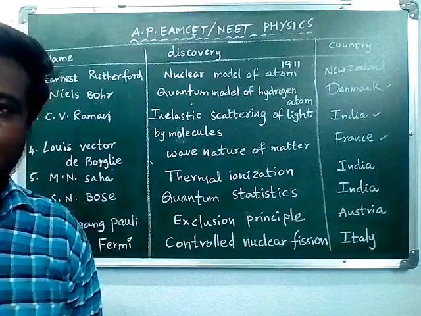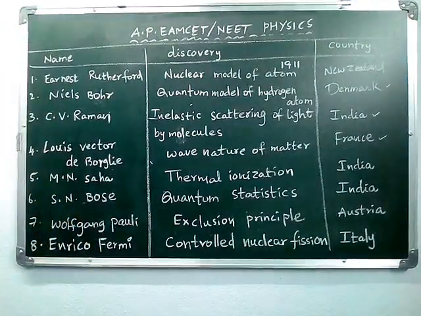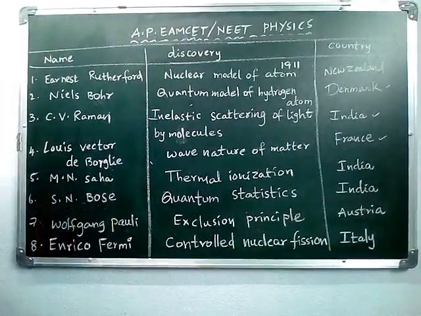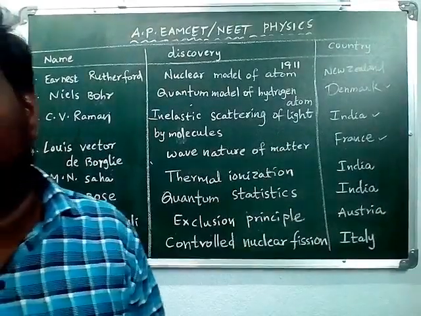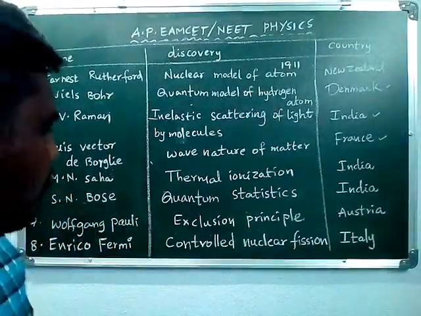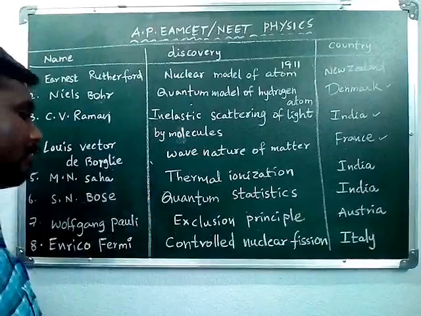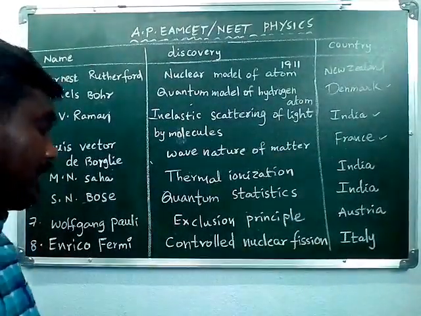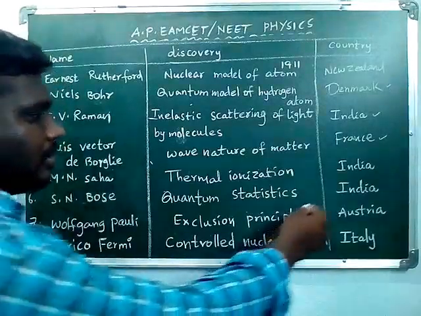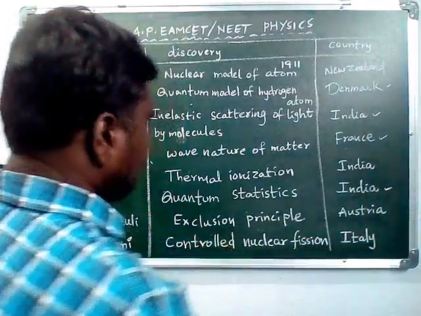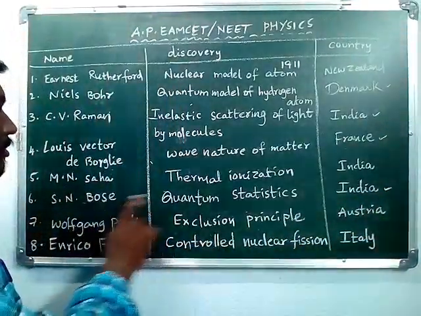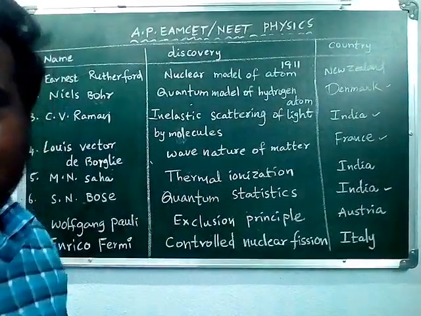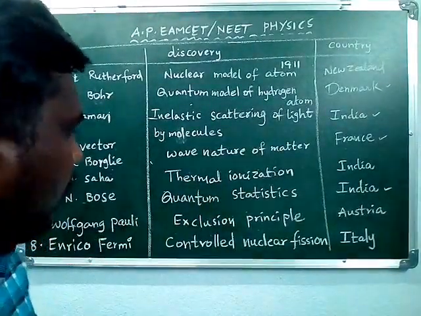He was an Indian physicist. The next one is S.N. Bose, who proposed quantum statistics, that is Bose-Einstein statistics. He was also an Indian scientist. So S.N. Bose, quantum statistics, right? Indian scientist.